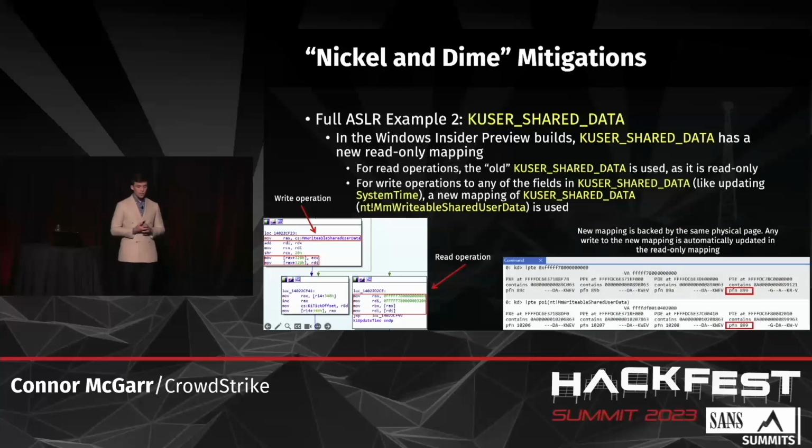So what that means is, let's say you do a write operation to the writable version of KUSER_SHARED_DATA. Well, that will get reflected also in the read-only version of KUSER_SHARED_DATA. So now anytime the system needs to do something like update the system time, we go through the writable symbol called writable shared user data, and that gets reflected in the read-only page. By doing this, an attacker can no longer just arbitrarily write shellcode to FFFF 780 all the way through, sign extended, right? They now need to know where the writable version of KUSER_SHARED_DATA is.